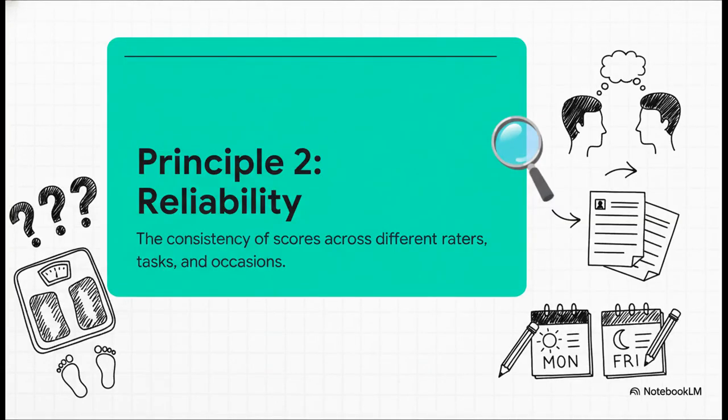But a valid test doesn't mean much if it isn't also reliable. And that brings us to principle 2, reliability. This is all about consistency. Think about it. If you stepped on your bathroom scale and it gave you a totally different number every time, you'd throw it out, right? A test is no different. A student should get pretty much the same score no matter which qualified person grades it or whether they take it on a Monday or a Friday.